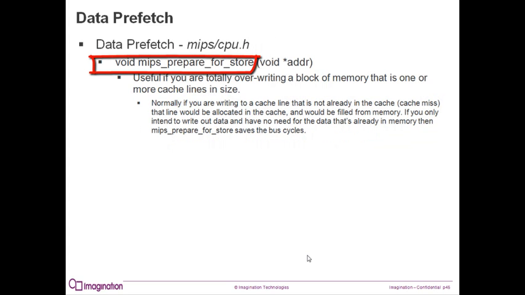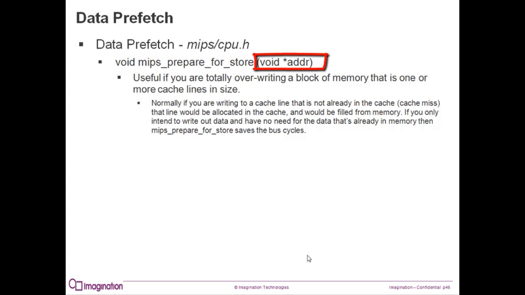The MIPS prepare for store macro should be used for the output buffer, so no time will be lost reading in data that will just be overwritten. It takes the virtual address of the store line.